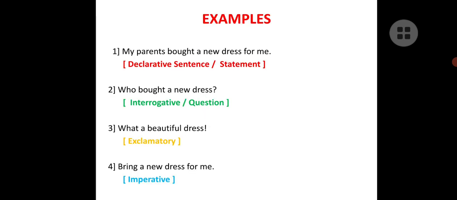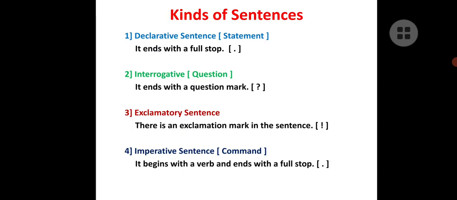Now, let's see some of the examples of sentence. Here, four sentences are taken. First one, my parents bought a new dress for me. Second, who bought a new dress? Third, what a beautiful dress. Fourth, bring a new dress for me. After reading these four examples, we come to know that there are four kinds of sentences.